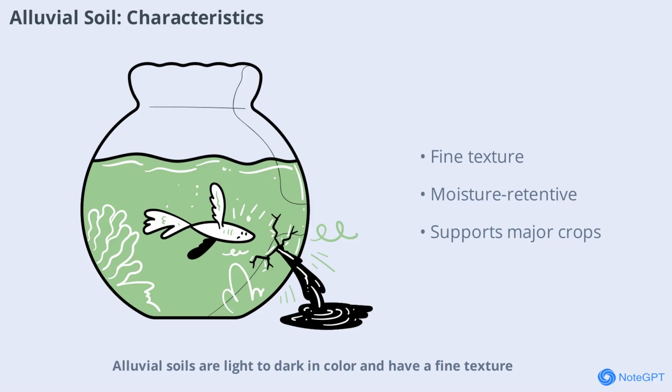Alluvial soils are light to dark in color and have a fine texture. They are rich in potash and lime but may lack nitrogen and phosphorus. These soils retain moisture well, making them suitable for crops like wheat, rice, sugarcane, and pulses. Their fertility and ease of cultivation make them the backbone of India's agricultural output.